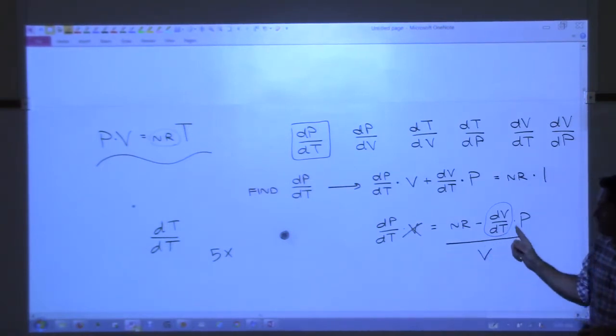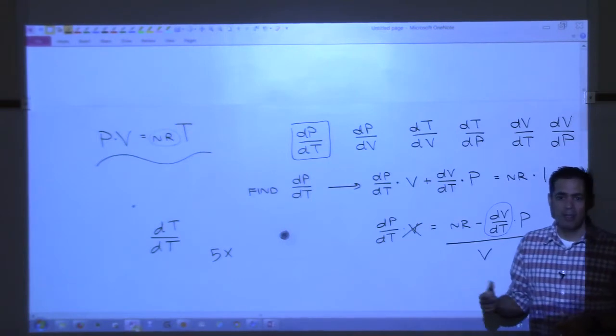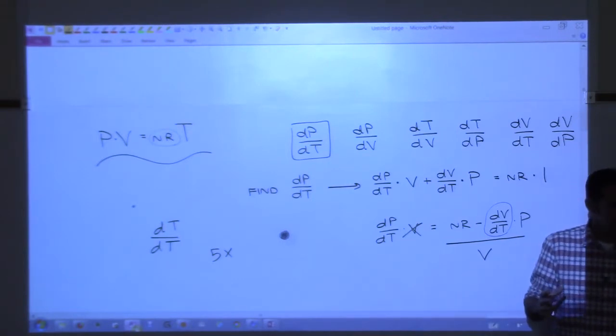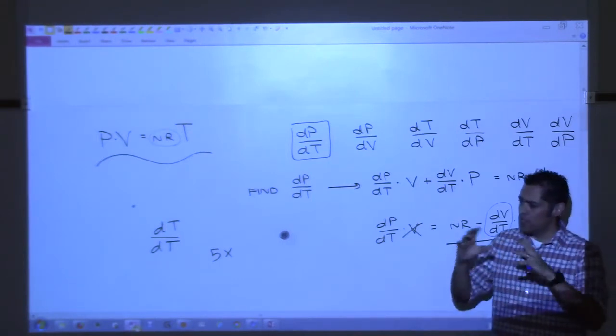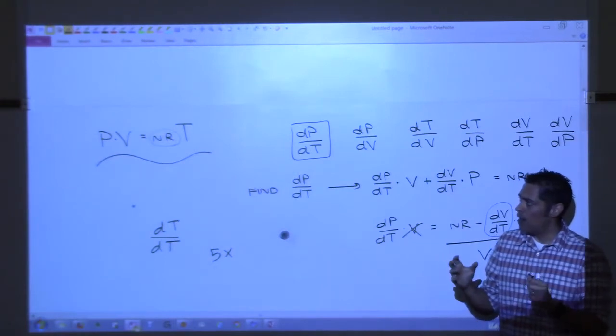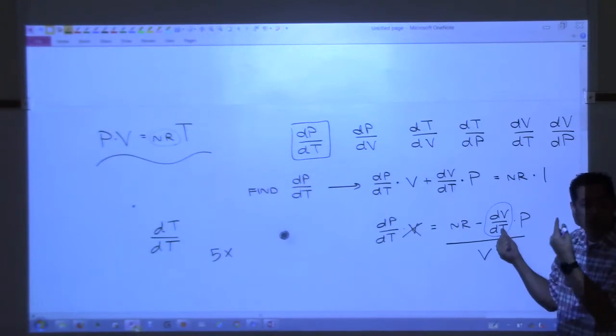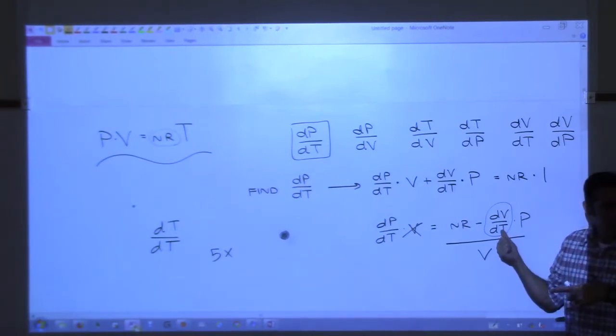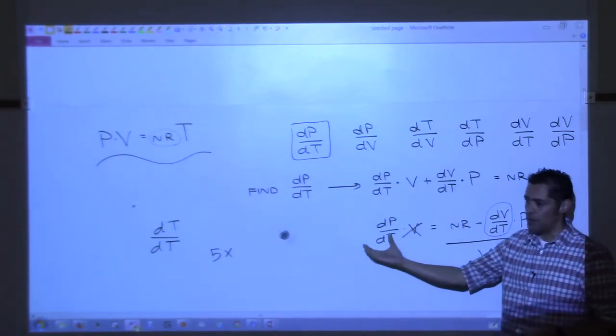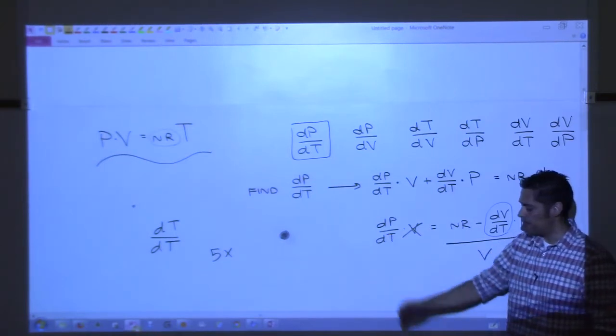So you're going to see in the next section that in all the problems we do, we're going to have situations where these derivatives are going to be part of the given information. And that's so we can calculate other derivatives, if that makes sense.